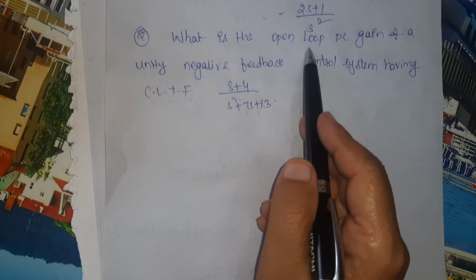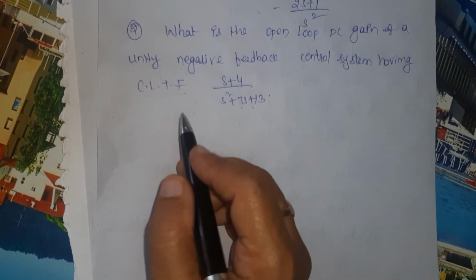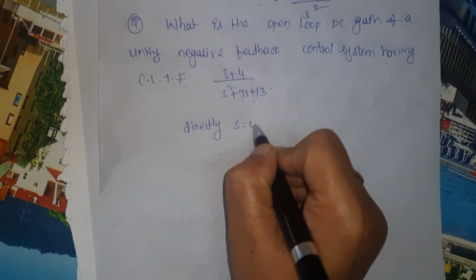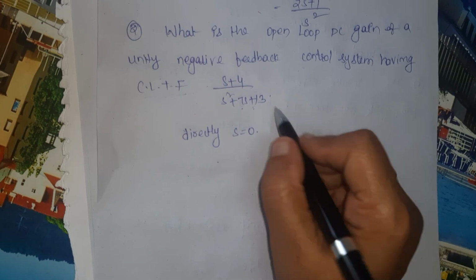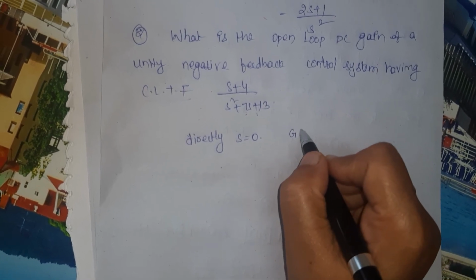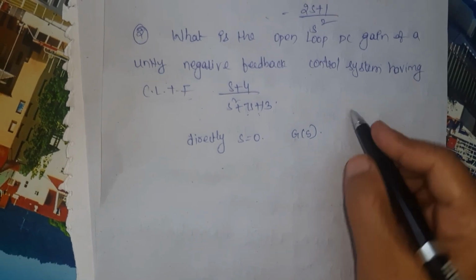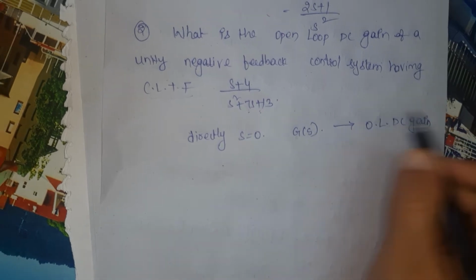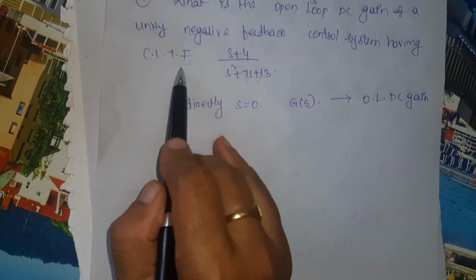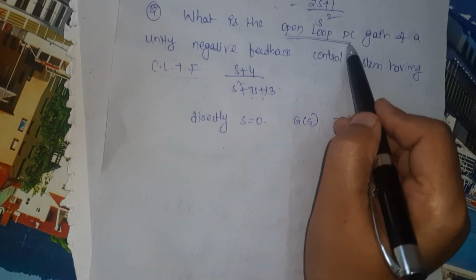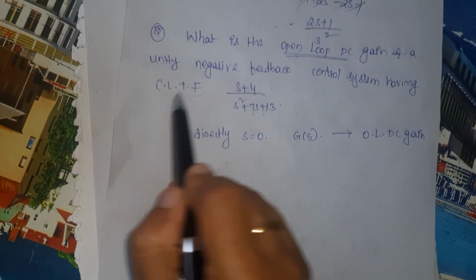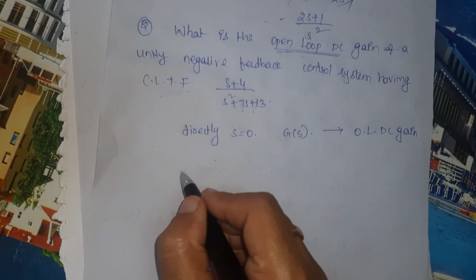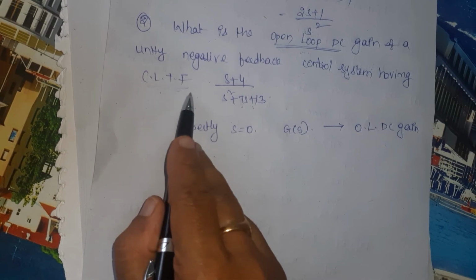So how to find out the open loop DC gain? By substituting s is equal to 0 in G of s, we will get the open loop DC gain. Because in the problem he has given the closed loop transfer function and he is asking about the open loop DC gain, from the closed loop transfer function again we have to get the open loop transfer function.